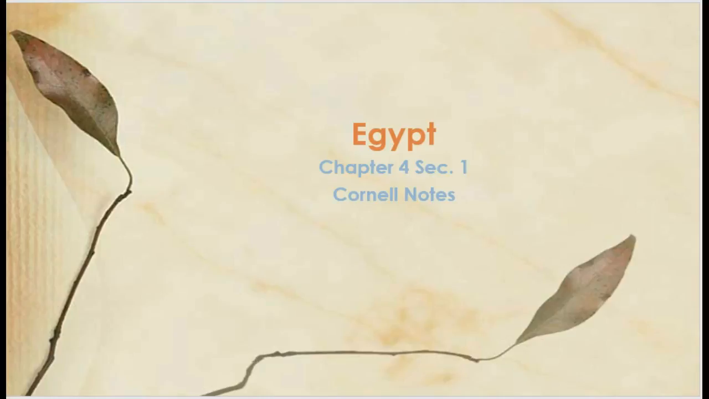Today we're going to be talking about Egypt. So on your Cornell Notes page, go ahead and write Egypt as the topic, and underneath that put Chapter 4, Section 1, Cornell Notes. Okay, about 10 more seconds to get that down.